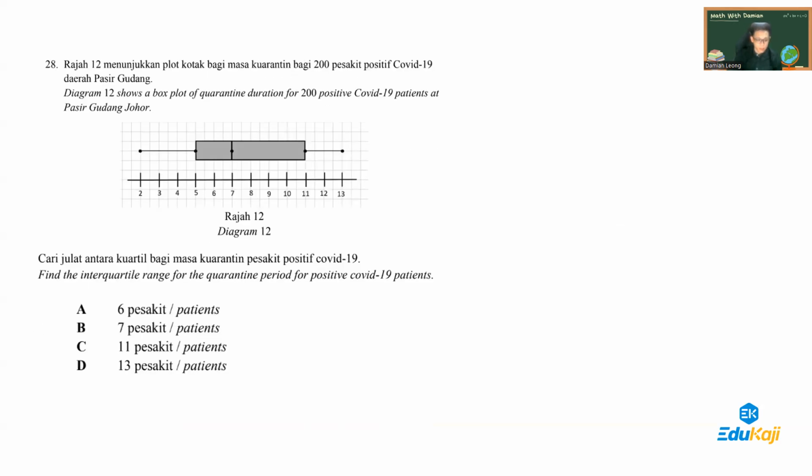Question 28. Find the interquartile range for the quarantine period for positive COVID-19 patients. So from here, box plot, interquartile range is just the difference between the first quartile and third quartile. Third quartile minus first quartile, 11 minus 5, 6. So answer A.